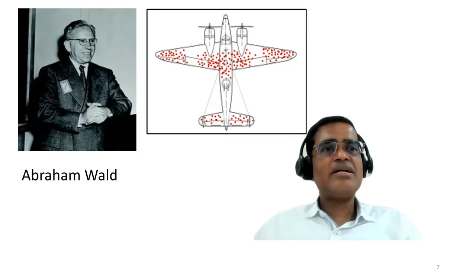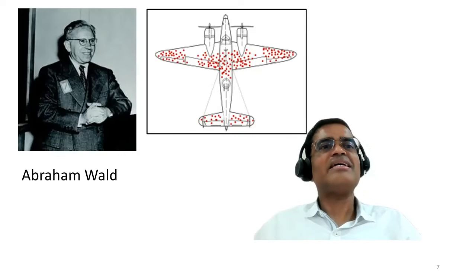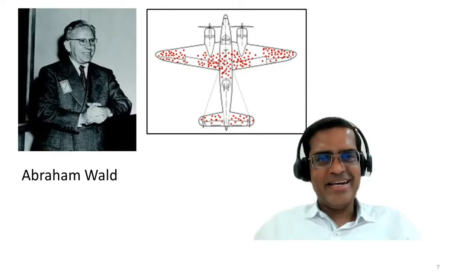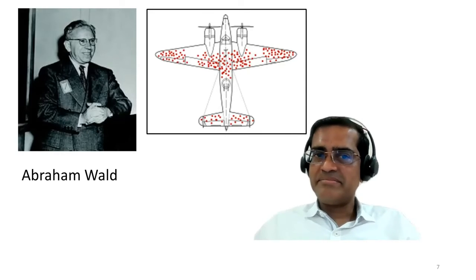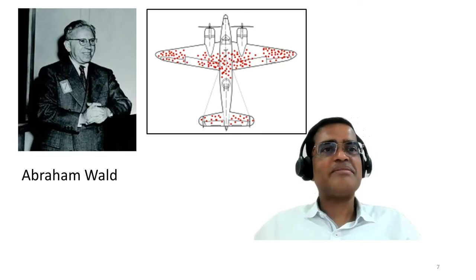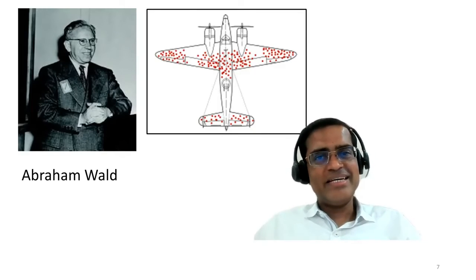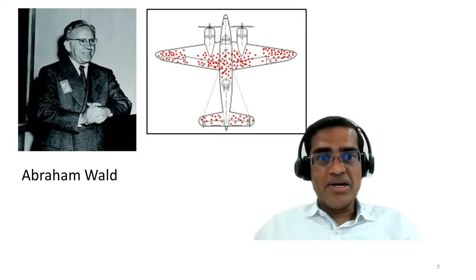The planes which did not return from the battlefield had received the bullets on the engine, which was the most vulnerable part of the plane, and Mr. Wald recommended to put the armor on the engine instead of tails and wings. A great mistake was avoided.